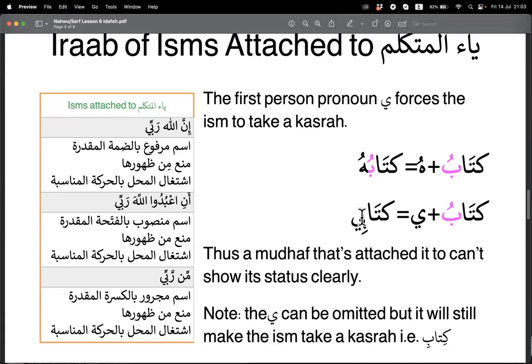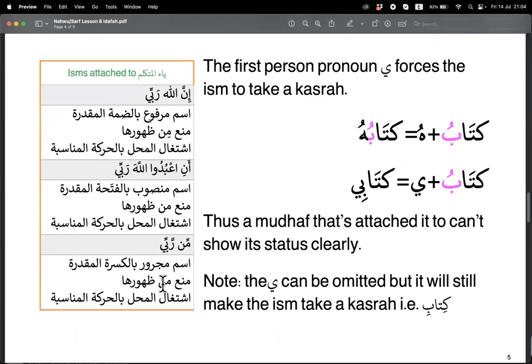So it can be rafa, it can be nasab, it can be jar. In the Quran, you will always see Rabbi, for example. You don't see Rabbui or Rabbai. It's always Rabbi, Rabbi, Rabbi, no matter what the status actually is. So when this happens, we have a special i'rab for it, which we will come back to later. Right now, the only important part is to remember that whenever you put a ya to it, you cannot see the mudaf status anymore.